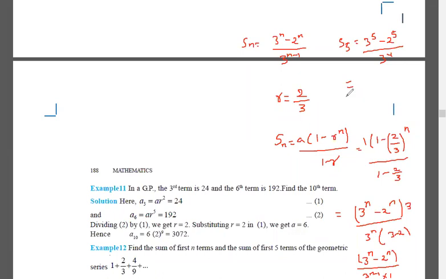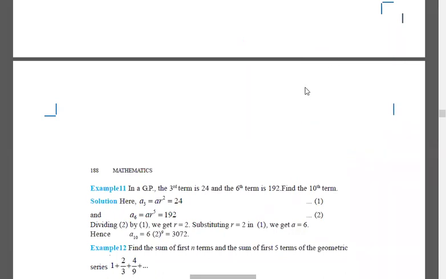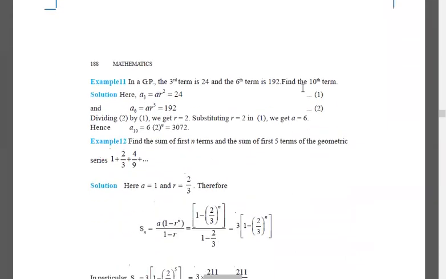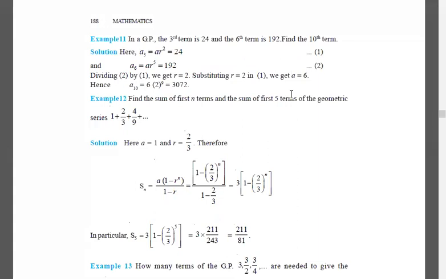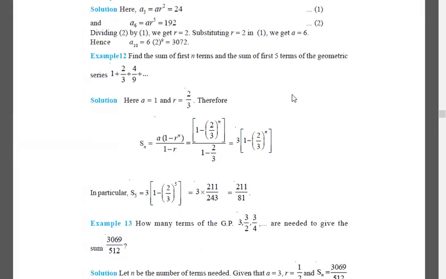Okay, this is how you solve it. So answer is 211 by 81. Okay, Snigdha, correct answer, very good. Jaita, small mistake. Okay, next, try solving this. Try solving question number 13. Guys, try solving question number 13.